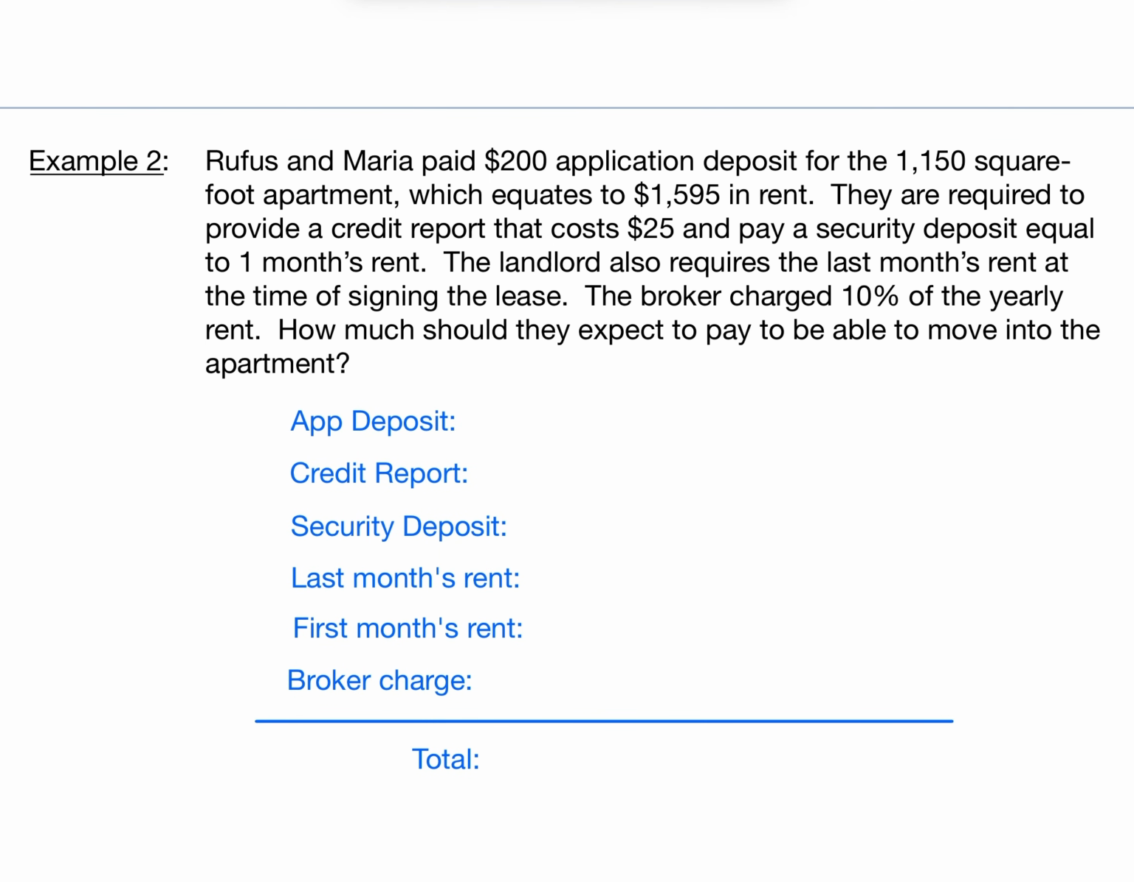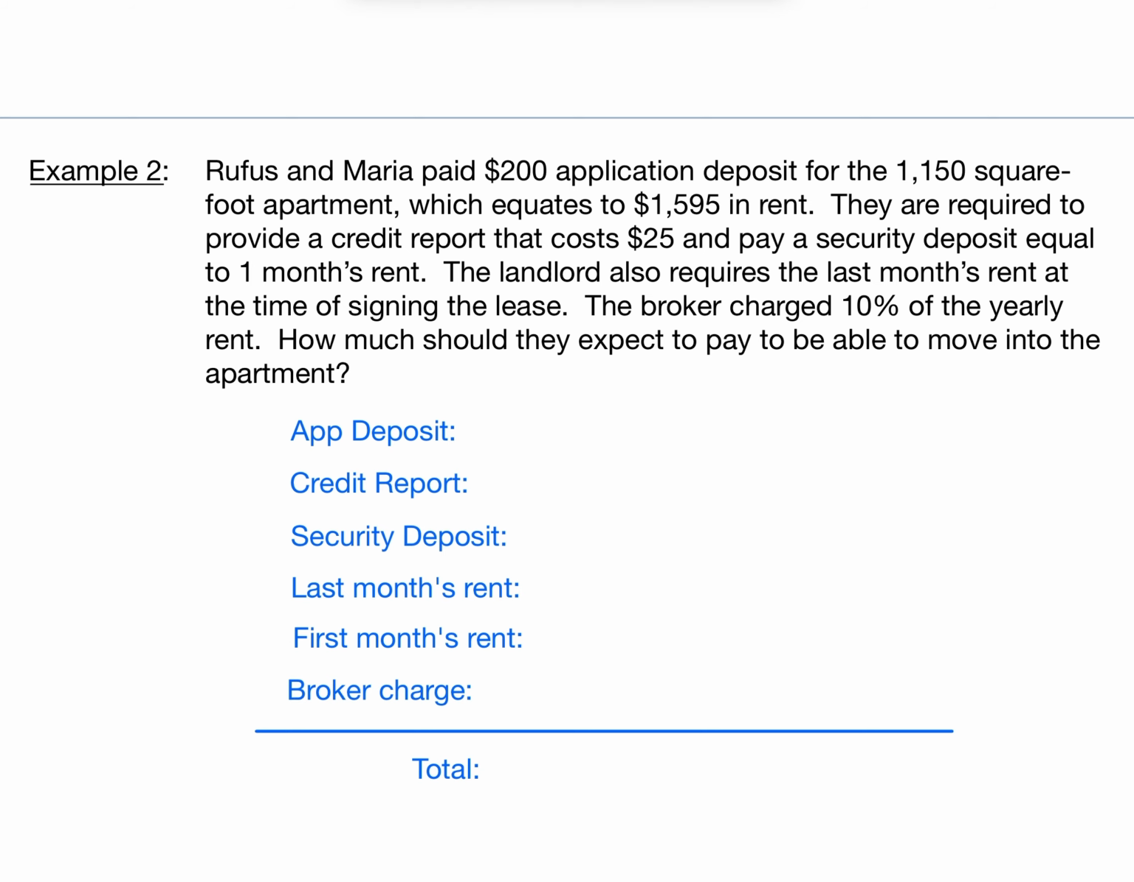Okay, so let's take a look at example 2. Rufus and Maria paid a $200 application deposit for the 1,150 square foot apartment, which equates to $1,595 in rent. They are required to provide a credit report that costs $25 and pay a security deposit equal to 1 month's rent. The landlord also requires the last month's rent at the time of signing the lease, and the broker that they use charged 10% of the yearly rent. So the question is, how much should they expect to pay to be able to move into the apartment?